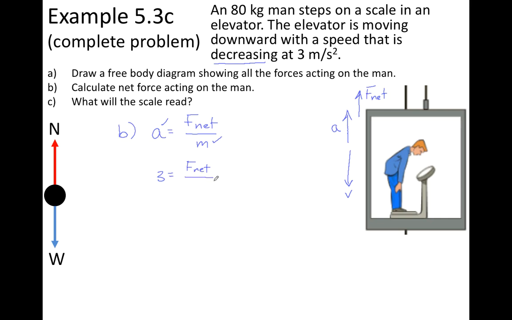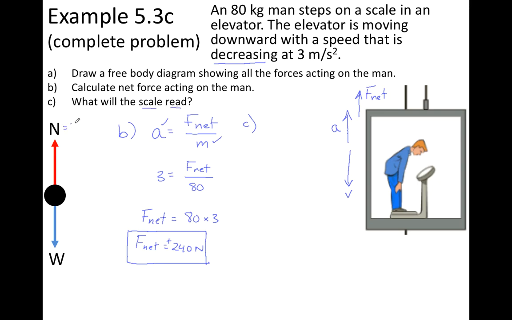The mass is given as 80. And so the net force is going to be 80 times 3, which works out to be 240 newtons. And again, that 240 newtons is upwards, so we're going to give that a positive sign to keep track of our directions. Now, for part C, we want to figure out what the scale is going to read.